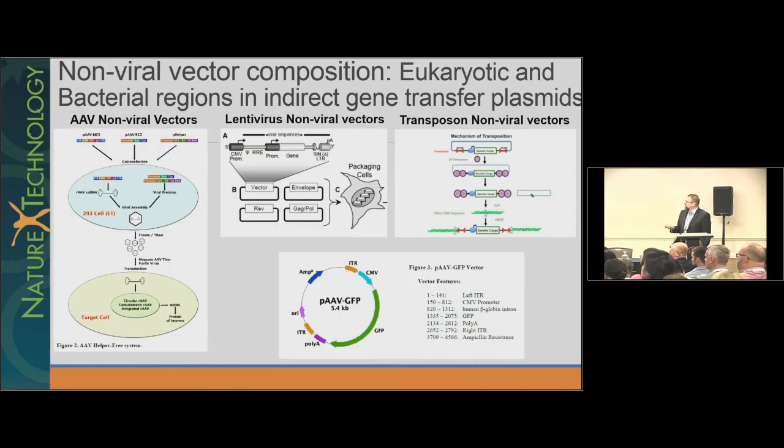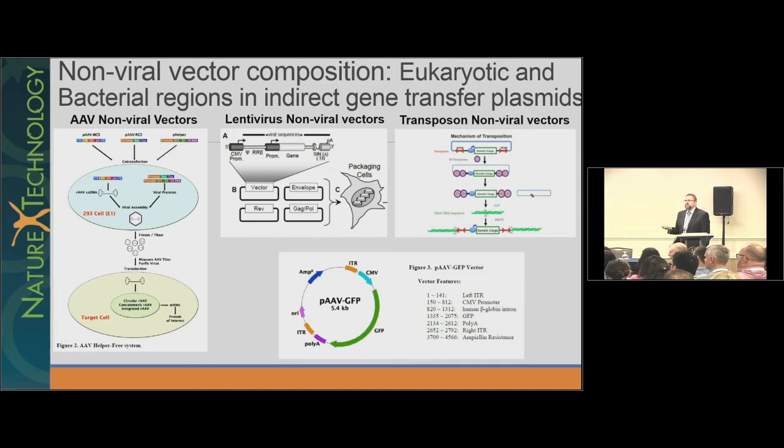So this is basically what you see in the maps when you look at the literature of these indirect gene transfer vectors. On the left you have AAV, where you see there are 3 vectors. On the center is the lentiviral vector, a 3rd generation system where you have 4 plasmids. And then for transposons you have 2 plasmids.